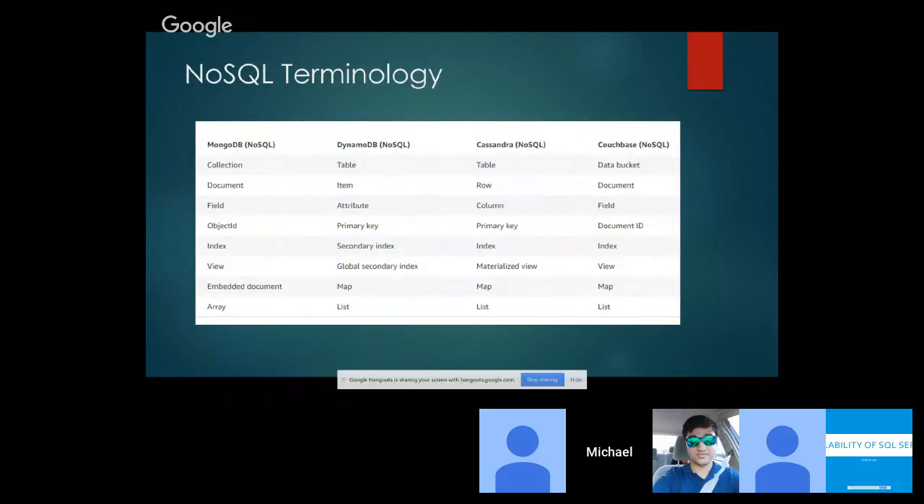Now, in understanding NoSQL, there's one thing that I found a little interesting within my research, and it dealt with the actual terminology.